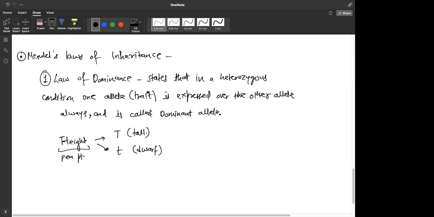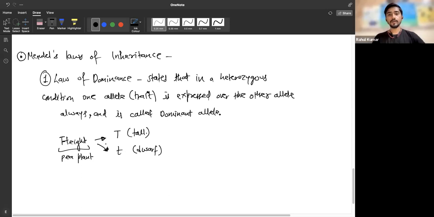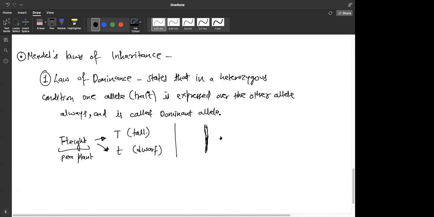Height in pea plant. But when Mendel did this experiment on pea plants, he didn't know what alleles are. He called them factors. He did not know what was happening, but now I'm telling you what was happening. Fatima said in the beginning that alleles occur in pairs, because chromosomes occur in pairs.